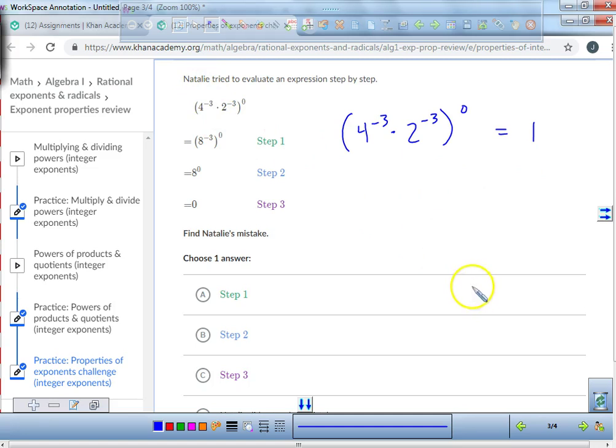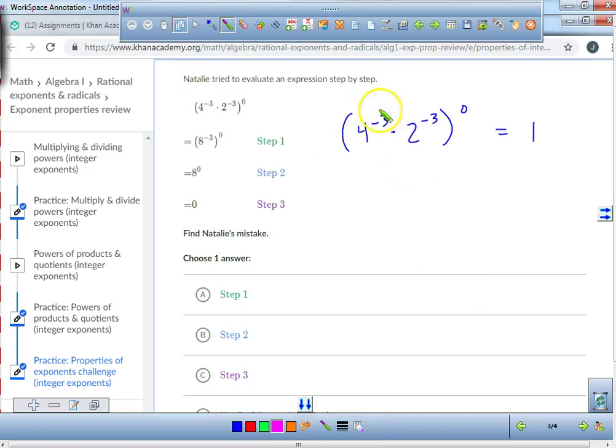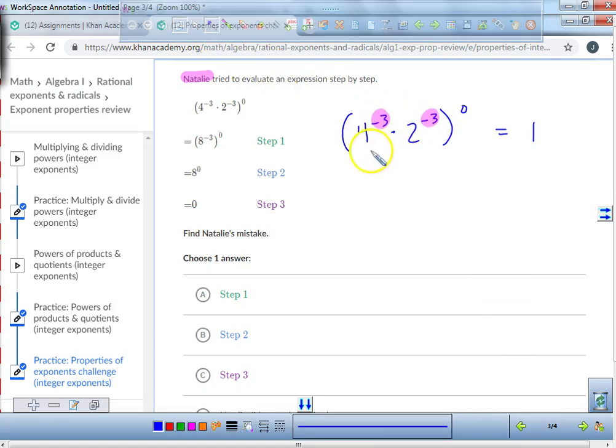Now, what did you notice about Natalie? Natalie right there. What do you notice about these powers? They're the same, right? If these powers are the same, what am I allowed to do with those two numbers? I can multiply them together. So did she do step 1 correctly? Yeah, she did that. She didn't do anything wrong. Then step 2, she has a power of 0. What type of property is that right there? That's called the power property.